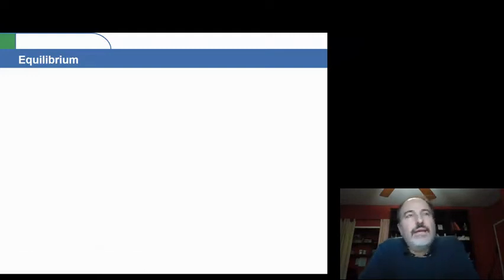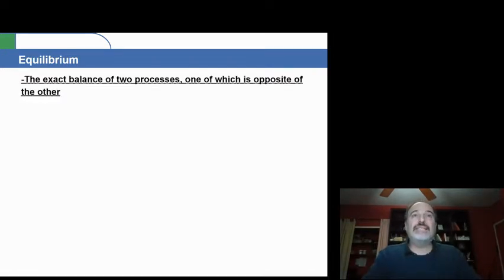Hey, all. Today we're going to be talking about equilibrium. Now, equilibrium is a special circumstance in chemistry. Basically, the word itself, equilibrium, means balance. Technically, it is the exact balance between two processes, one which is the opposite of the other.